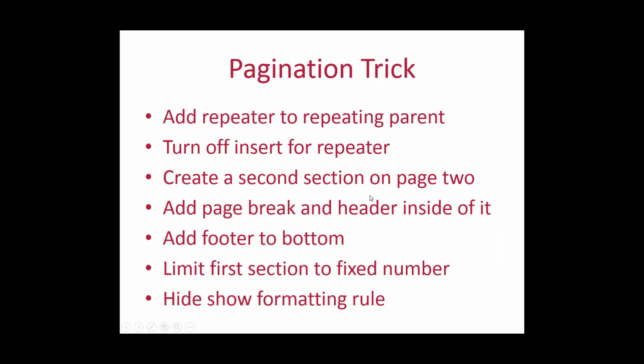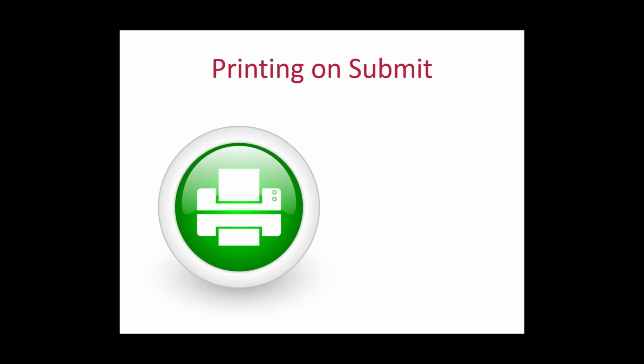So once again, the pagination trick is needed for repeating data because InfoPath doesn't know when to paginate. The way you do it is you add a repeater inside of a repeating parent, and then you turn off insert for the repeater inside. You create a second section on page 2 in your print view, and you add page breaks at the header and at the bottom, and you can limit the sections to only print what's in those pages using the hide show formatting rule. Okay, so that's the quick 10,000 foot level view of how you do pagination with repeaters. And like I said, take a look at the example when I send it out.